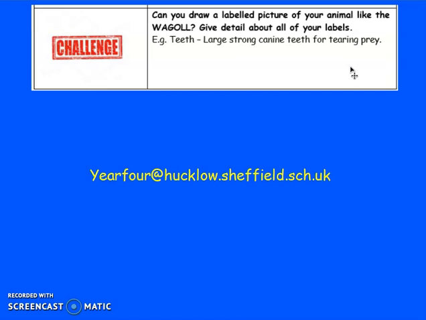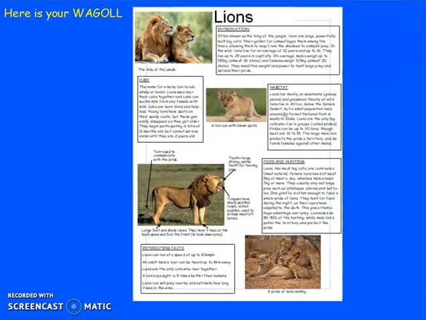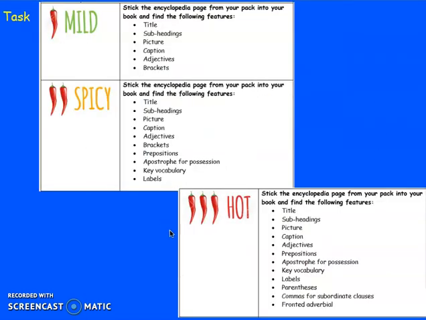If you need help, you can email us at year4@puklo.sheffield.sch.uk and we'll get back to you as quick as we can. So what you need to do now is get your waggle and your task sheet, stick this in your book and start to identify the features in it from the list on your sheet.